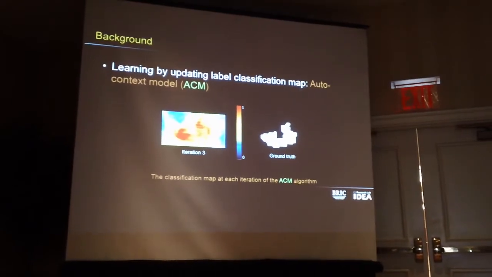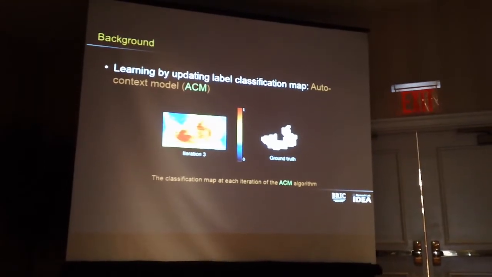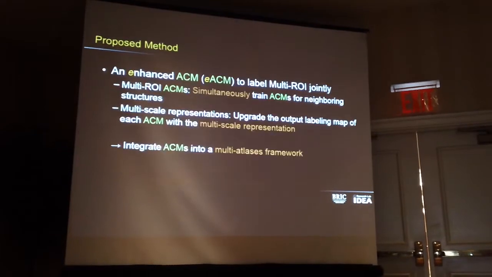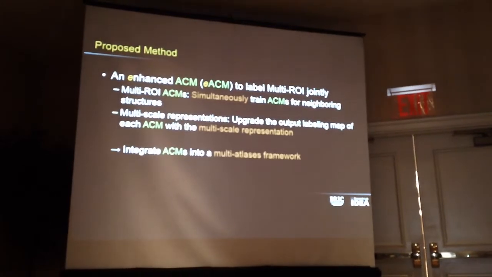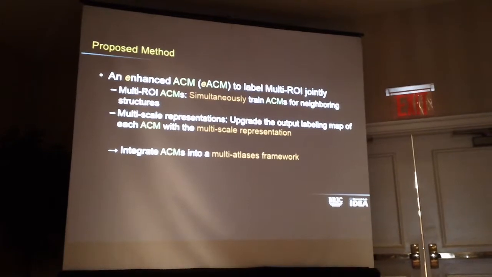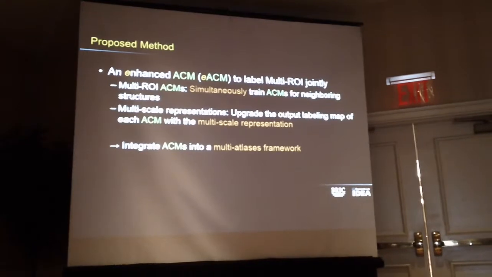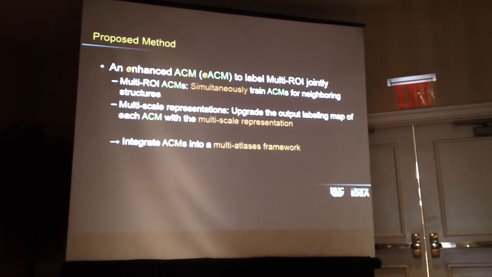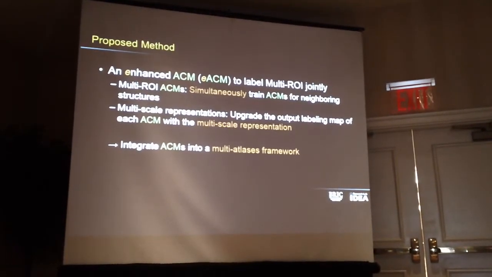Unfortunately, this method is designed for labeling only one ROI and cannot be used in the framework of multi-atlas-based segmentation. So in this paper, we propose enhanced ACM to label multiple ROIs jointly. Specifically, this method can simultaneously train ACMs for neighboring structures. And when we update the output labeling map, we will use multi-scale representation. Finally, we integrate this ACM into a multi-atlas framework.